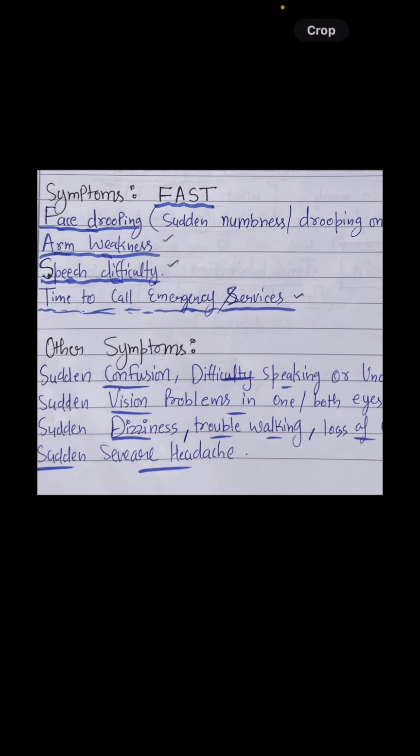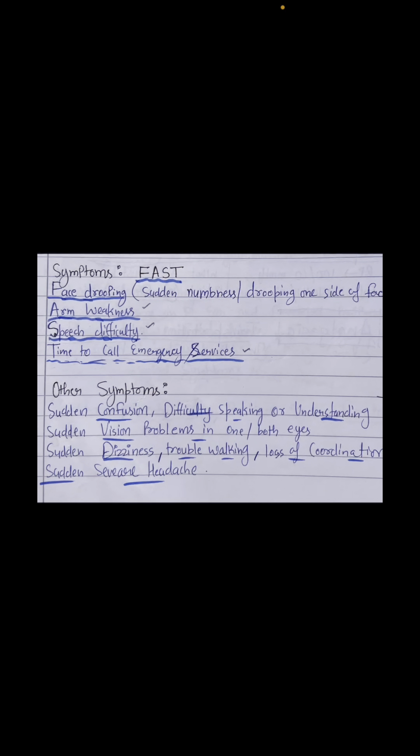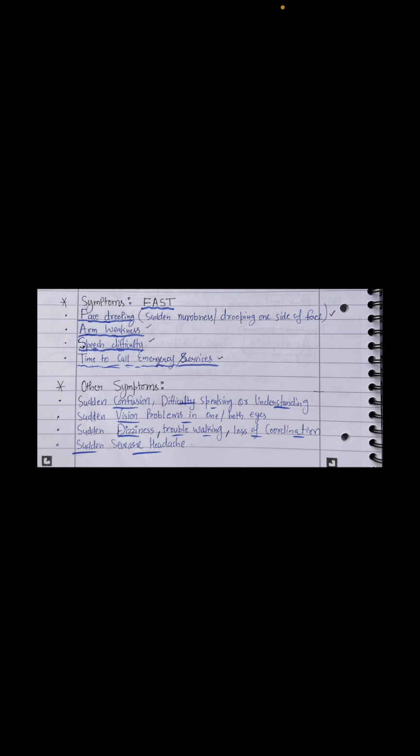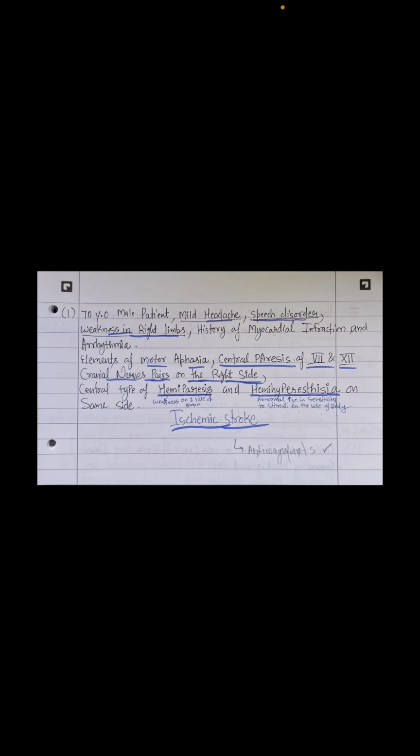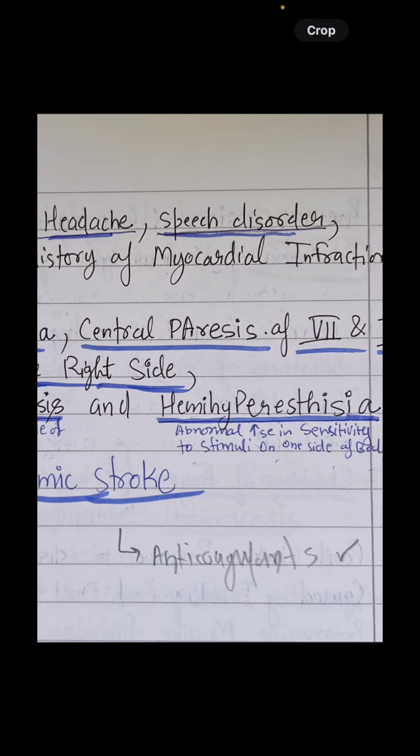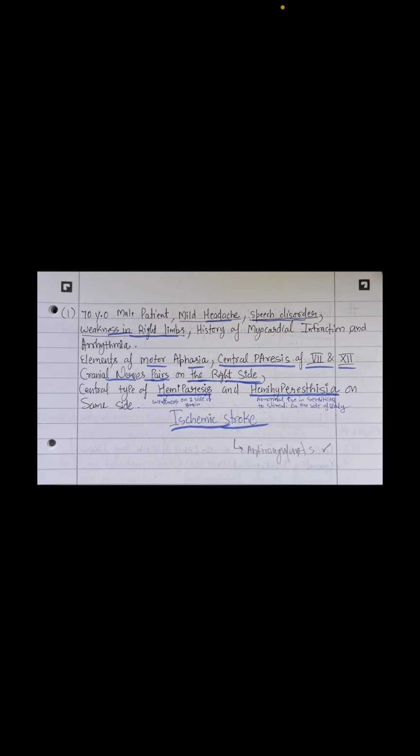Simple and sorted. Other symptoms which you can see are neurological symptoms, because the patient is having low blood supply to the brain. So you are going to see neuro symptoms, lack of coordination, sensory symptoms related to the CNS. Let's see the patient. A 70-year-old male patient having mild headache, speech disorder, weakness in the right limbs, an element of motor aphasia, central paralysis of cranial nerve pairs on the right side. So the main keywords you can remember for ischemic stroke are hemiparesis and hemihyperesthesia. KROK is going to use these words again and again in all the questions of ischemic stroke.